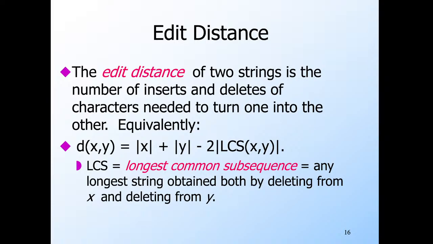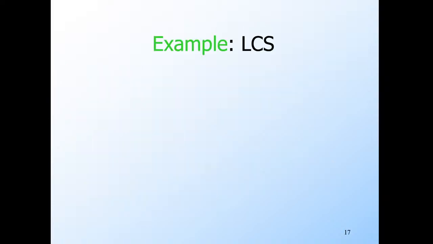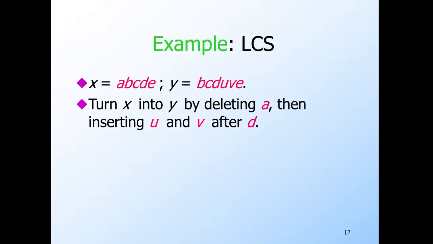So edit distance is used to define the distance between two strings, and it's the number of inserts and deletes needed to convert one string into another string. For example, if this is string 1, and this is string 2, how do we convert from x to y based on insertion and deletion? Okay, so you need to convert x to y.